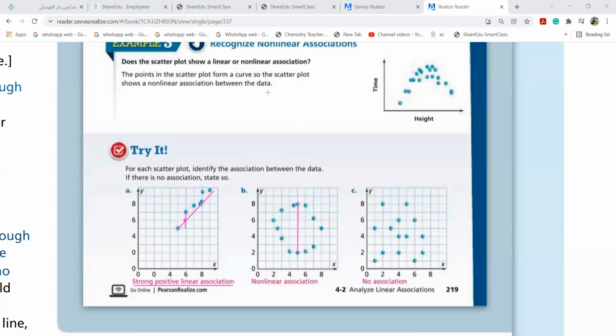Here, girls, I took one of it. I make a line and try to make a linear line. Any strong? No. There is non-linear association. There is no linear. There is non-linear association. And looking at this, there is no association.